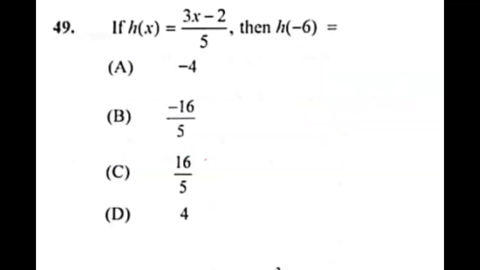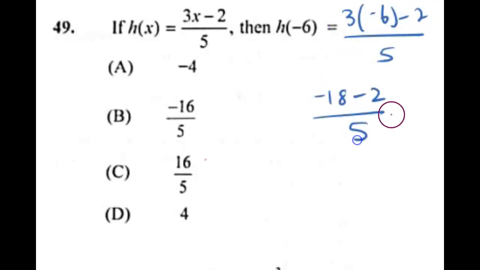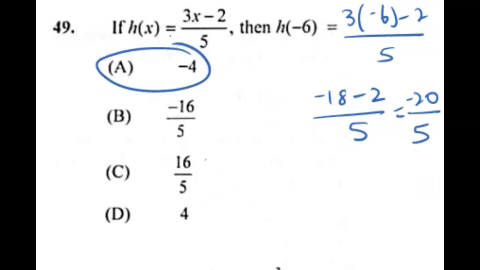Number 49 now, h of x is equal to 3x minus 2 all over 5. So h of minus 6 will actually be 3 times minus 6 minus 2 all over 5, which is minus 18 minus 2 all over 5. Please do not try to cancel top and bottom here. You need to work out the top first, which is minus 20 over 5, which will end up being minus 4. So the answer for 49 is A.